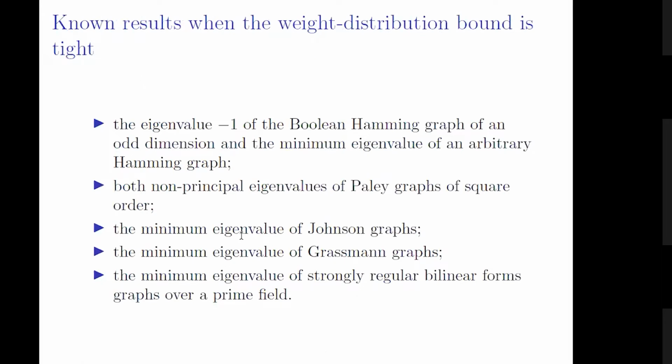Let us survey some known results when the weight distribution bound is tight. The eigenvalue -1 of the Boolean Hamming graph of an odd dimension and the minimum eigenvalue of an arbitrary Hamming graph, both non-principal eigenvalues of Paley graphs of square order, the minimum eigenvalue of Johnson graphs, the minimum eigenvalue of Grassmann graphs, and the minimum eigenvalue of strongly regular bilinear forms graphs over a prime field.